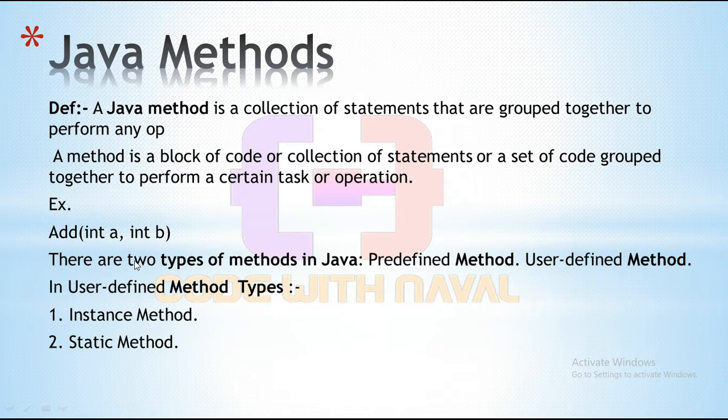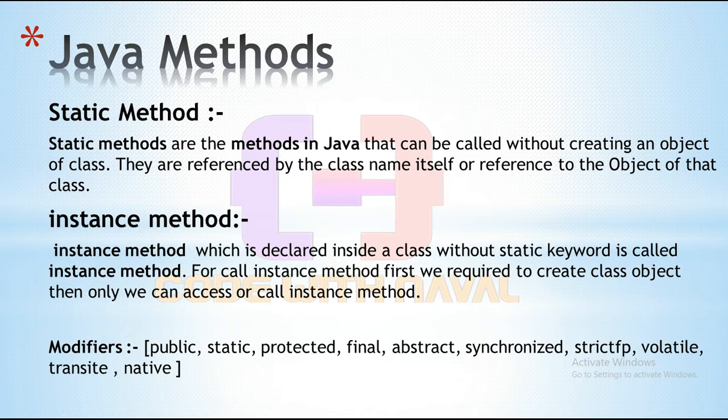There are two types of methods in Java: predefined methods, which are already defined inside Java, and user defined methods. In user defined methods we can create two types of methods: the instance method and the static method. So what is the static method and what is the instance method? A static method is one we can call without creating an object.